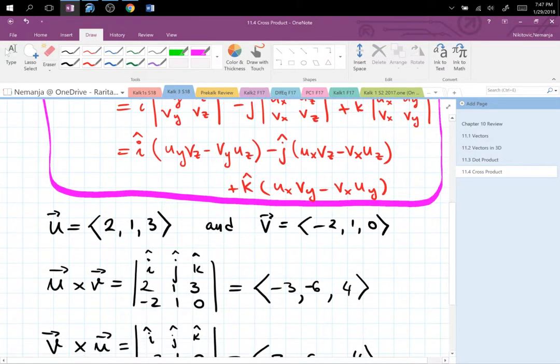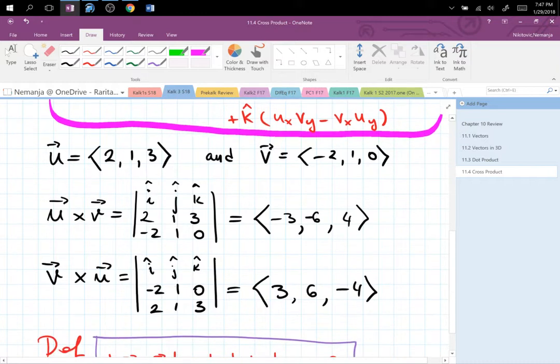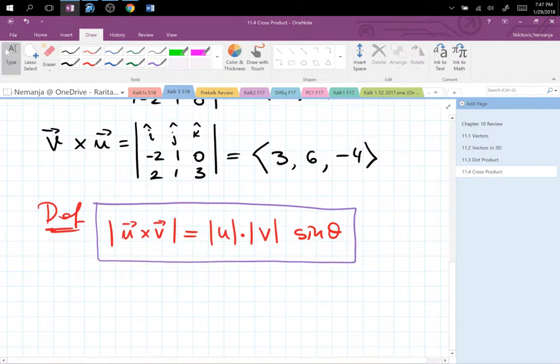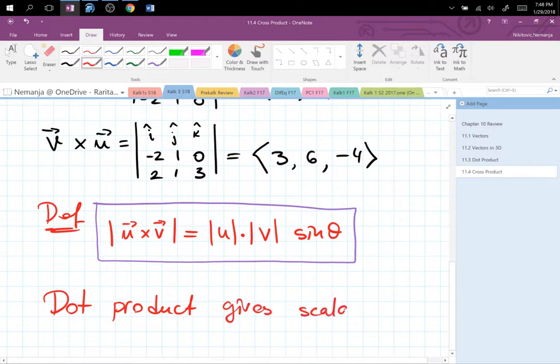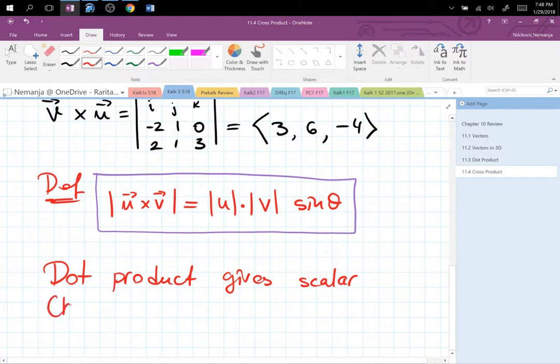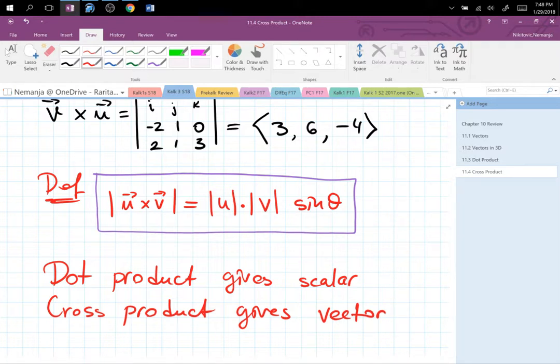Well, first off, what did we find when we did the definition up there? We found that our answer is a vector, right? So I need to state that here: dot product gives a scalar answer. Cross product gives a vector. And the 3D cross product gives us a 3D vector.